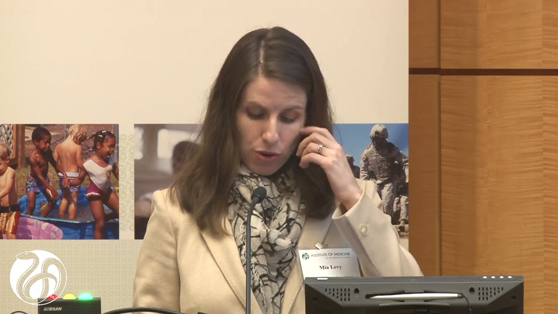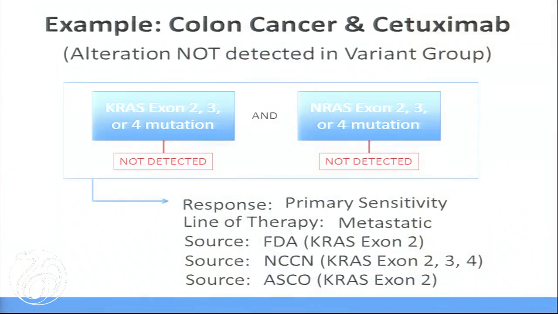So you can't just say I'm EGFR positive. That doesn't fly anymore. You really have to know the co-occurring alterations and how that might impact the sensitivity to the drug. And not only do we have to create AND relationships, we have to create NOT relationships and OR relationships. So here's an example from colon cancer and Cetuximab, where you can't have a mutation in any of the alterations that occur in this variant group of KRAS or NRAS in order to be sensitive to drugs like Cetuximab in the metastatic setting.